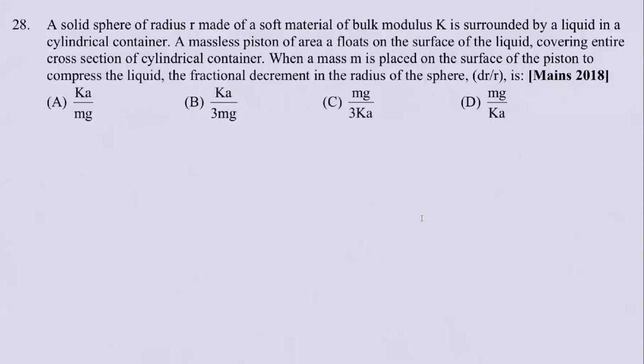Question number 28. A solid sphere of radius r of a soft material and bulk modulus k is surrounded by a liquid in a cylindrical container. A massless piston of area A floats on the surface of the liquid, covering the entire cross section of the cylinder. When a mass m is placed on the surface of the piston to compress the liquid, the fractional decrement in the radius of the sphere is. It's a good one.